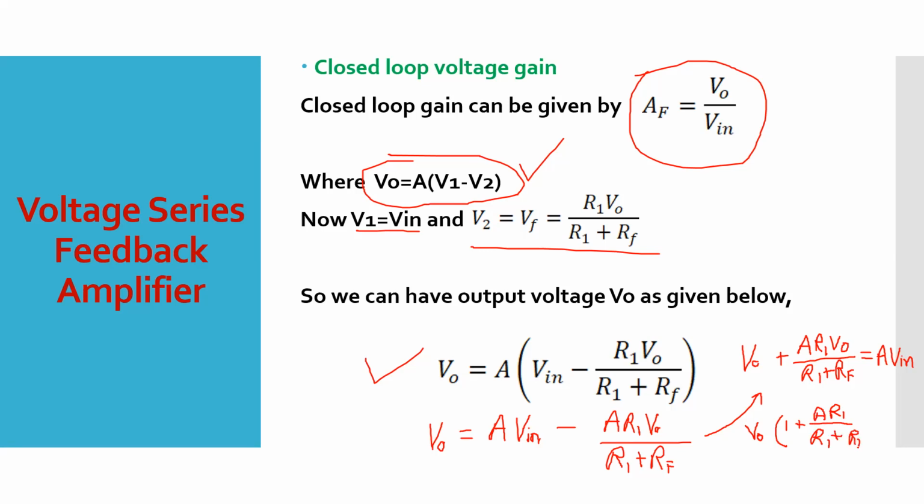This will be remaining on this side. And on the other side, it will be A Vin. That will remain as it is. Right? Capital A into Vin. It will be as it is. There is no change in that.